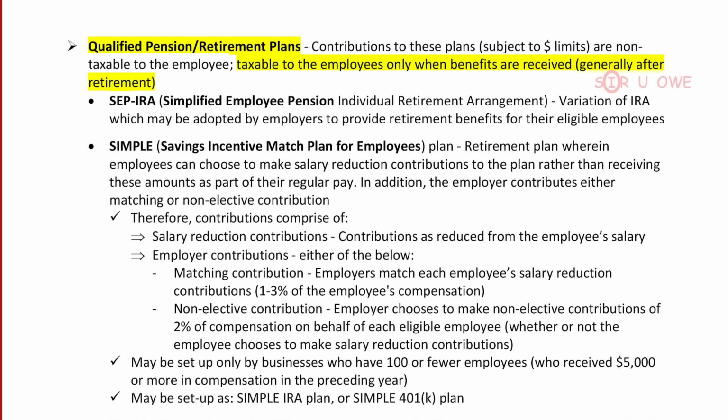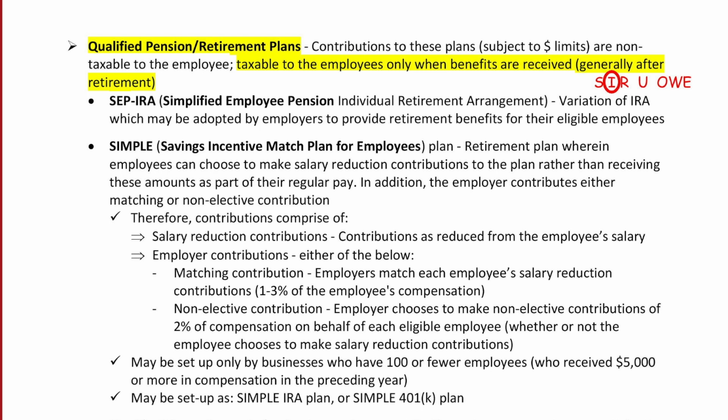Right there, SURPU O is the mnemonic for gross income, and circle I. So I is IRAs, pensions and annuities. These are distributions from the pension funds that the employee receives after the employee has retired, and that's when it is taxable to the employee.